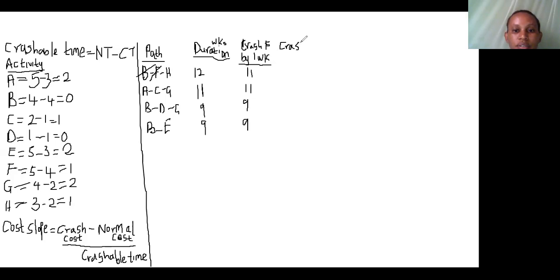We crush activity H, which is a must to be crushed. And we also do together with activity A. Activity H to be crushed together with activity A here. So we are crushing this by how long? By 1 week.